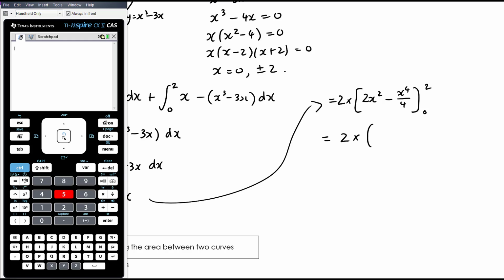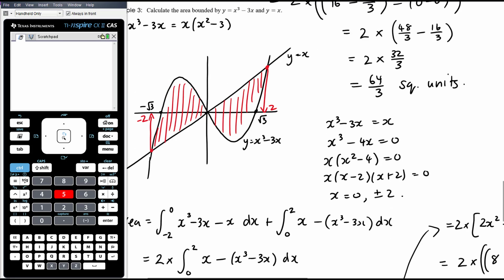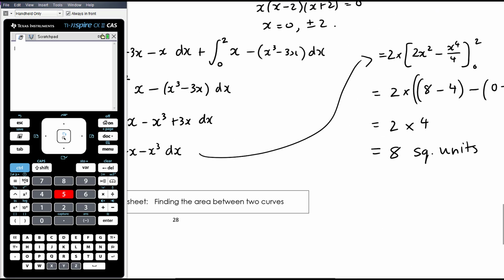Okay, so it is 2 times, subbing in 2. 2 times 2 squared is 2 times 4, so that's 8. Take away 2 to the power of 4 is 16, on 4 is 4. And then minus, subbing in 0. Again, just be careful about omitting that 0 step. You'll make mistakes in Year 12 when they're exponentials and trig functions and subbing in 0 doesn't give you 0. Alright, so it's 2 times 8 minus 4, so it's just 2 times 4, and so it is 8 square units. So each of those red lumps is 4 square units, and so the total shaded area is 8 square units.